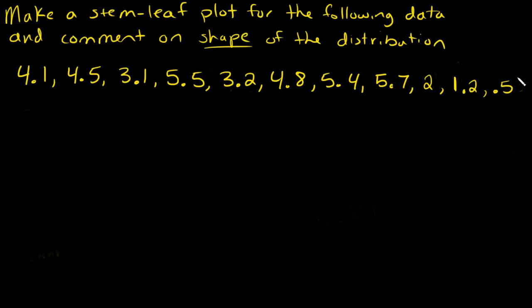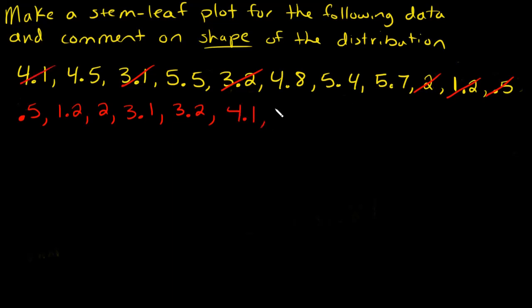Okay, I think a good first step is always to organize your data from smallest to largest. So let's do that first. Let's sort our data. As I write my numbers, I'm going to cross them out. So first I have 0.5. Alright, so sorting data may be tedious, but I feel it's worth it. It makes making our stem leaf plot all the faster.